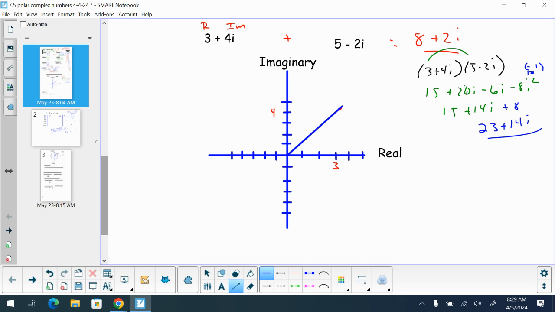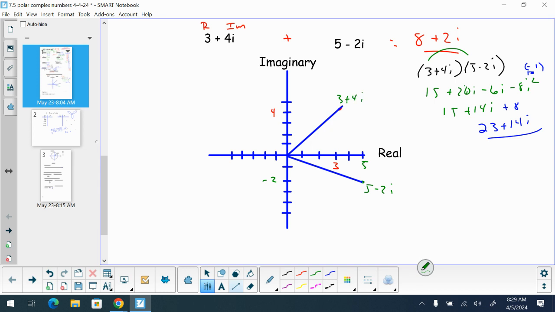For 5 minus 2i, I would go out to 5, down to negative 2. And this would be 5 minus 2i. Basically, what we're doing is changing our axes to real and imaginary rather than an x and a y.